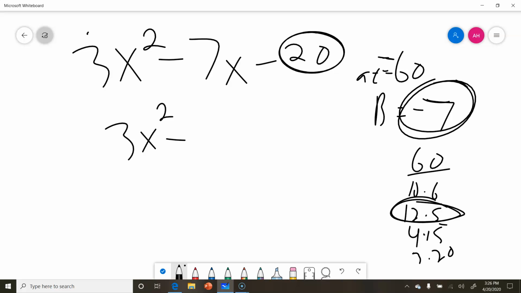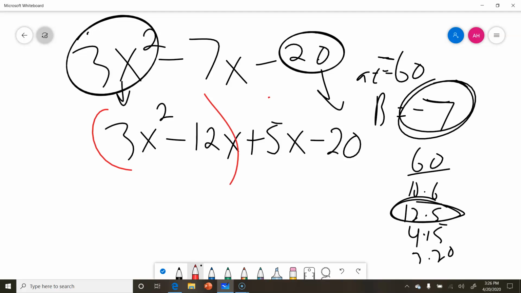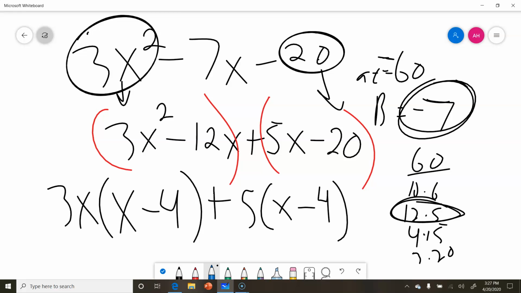And so I would do negative 12x plus 5x minus 20, right? Drop that guy down, and then I do my brackets here and here, and I get 3x out of that one, and x minus 4 is what's left. And then I have plus, I then take a 5 out, and I have x minus 4. Now look what's happened. These are the same, so I know I did it right.